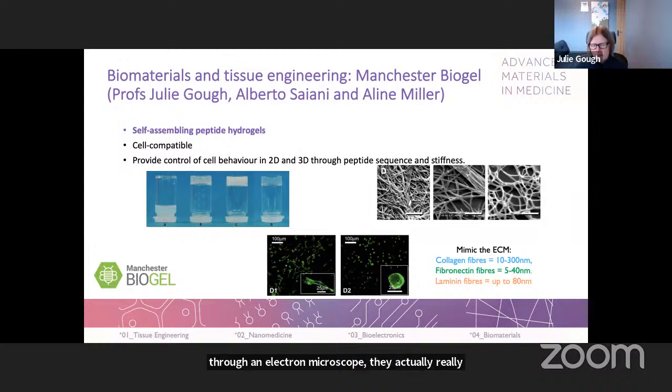So that's why we think they're so useful for many tissue engineering and in vitro drug toxicity testing systems. So we have a huge amount of research going on across Manchester with these gels. Pretty much every tissue and organ in the body, I think, is probably covered at some point across Manchester.